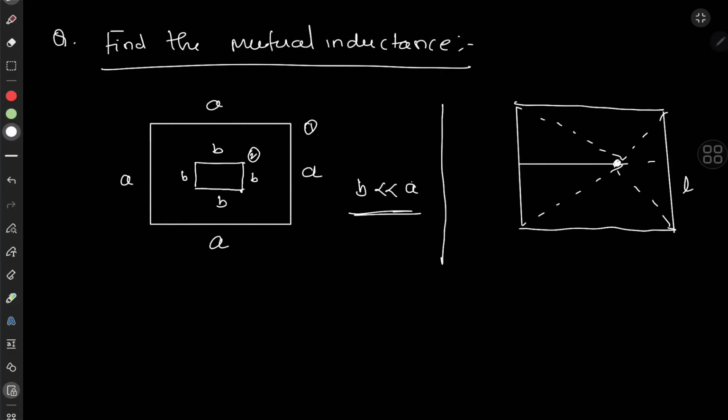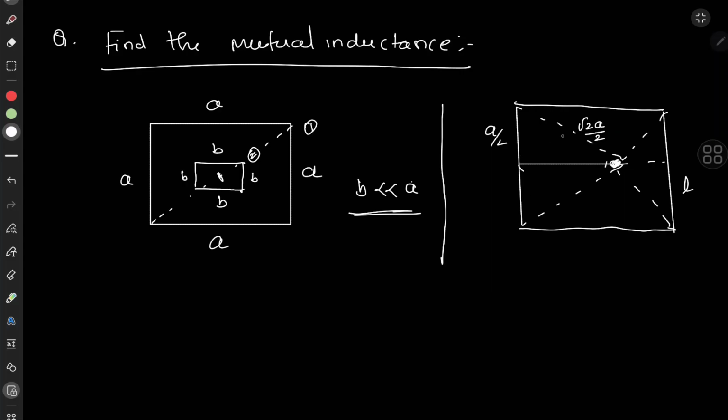Now we have to find out this distance. We know A by 2 here, and the diagonal length is root 2 into A. If you apply the Pythagoras theorem you will get root 2 A, but half of the diagonal means we get root 2 A divided by 2.